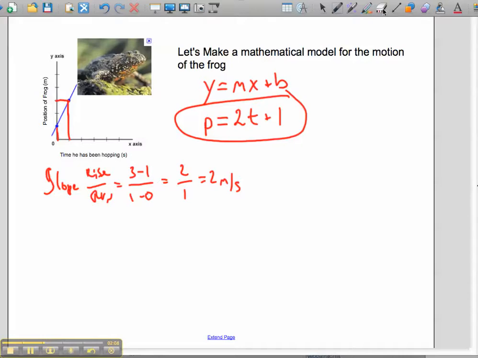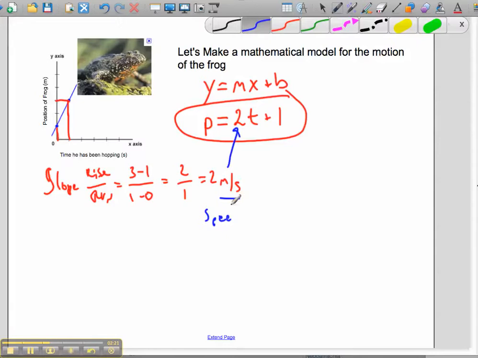Now before we go ahead and try to use this mathematical model, let's interpret the meaning of some of these things. The meaning of the slope here is the number of meters per second. That's another word for speed. And so the slope in this mathematical model represents the speed. How steep this line is, the slope of that line represents the speed.